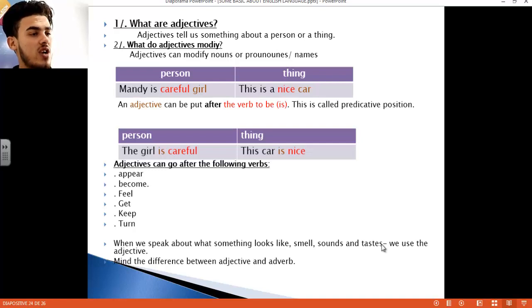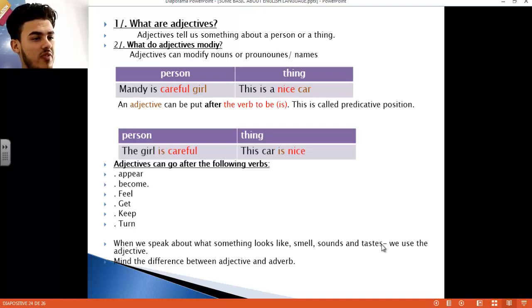An adjective can be put after the verb to be, which is called the predicative position. Like in the example, the girl is careful, and while we are modifying a thing, we can say this car is nice. As you see here, adjectives can go after the following verbs: appear, become, feel, get, keep, turn. As you notice, these verbs are state verbs, not action verbs, which means that the adjective here expresses or modifies a state.